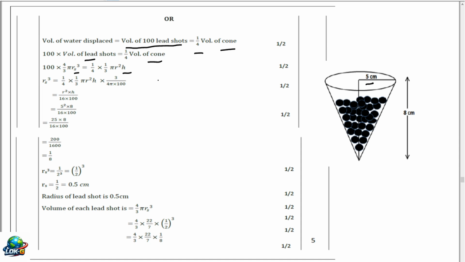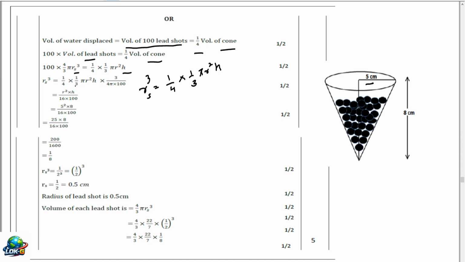What they have done, let us try to understand. r cube, the radius we want, is kept as it is. And you take 4 by 3 pi to the right side. Already on the right side you have 1 by 4 into 1 by 3 pi R square h, into 3 by 4 pi.